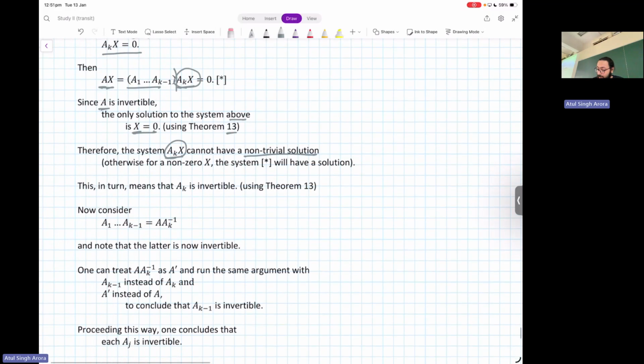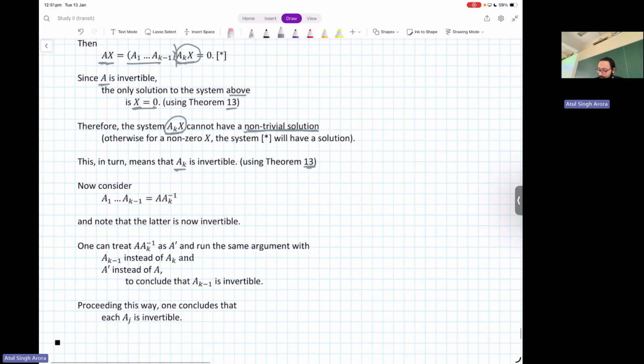And now what that means is that because A sub k X cannot have any non-trivial solutions, again we can apply theorem 13. You see how powerful the theorem is. So now one can again apply theorem 13 and conclude that A sub k itself has to be invertible. Any questions? Is everything okay?